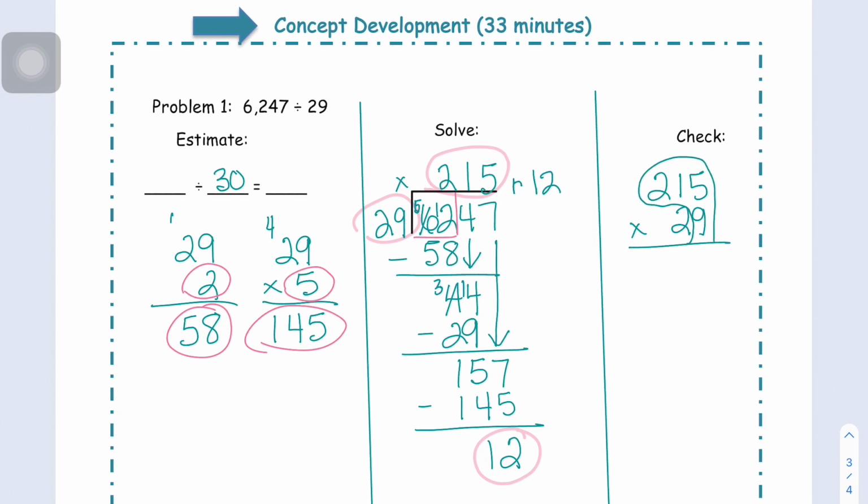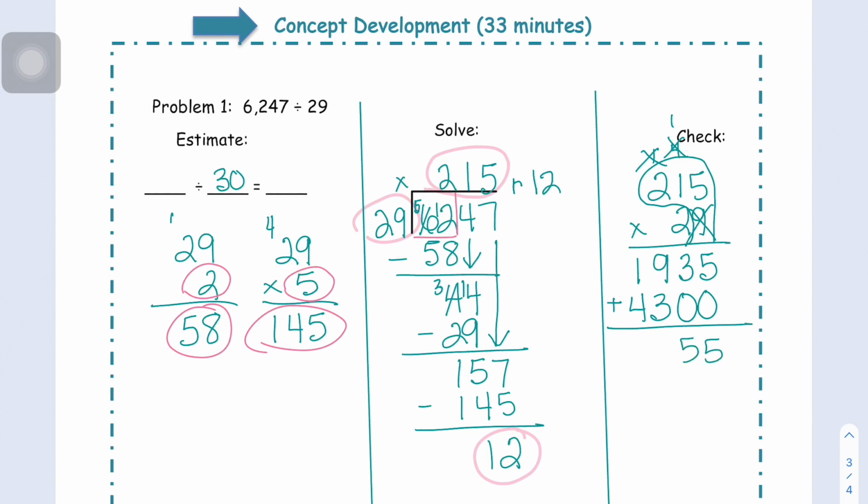This is still turtle head multiplication. So 5 times 9, 45. 9 plus 4, 13. 2 times 9 is 18, plus 1 more, 19. X's and O's. 5 times 2 is 10. Regroup the 1. 2 times 1 plus 1, 3. 2 times 2, 4.